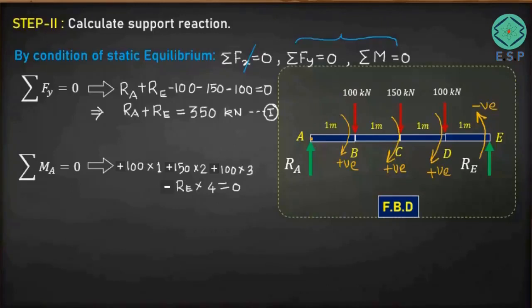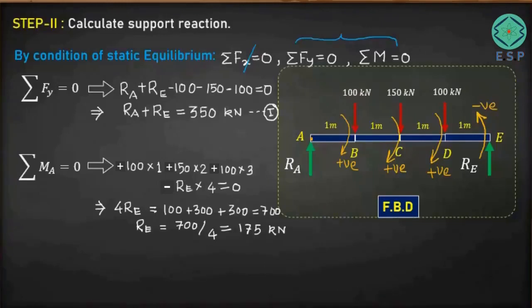So if you simplify this, you will get 4 times RE equal to 100, plus 150 into 2 is 300, and 100 into 3 again 300. Adding this up, 300 plus 300 is 600, plus 100, that is 700. So 4 RE equal to 700, and if you simplify this you will get the value of RE as 700 divided by 4, and that value will be 175 kilonewtons.